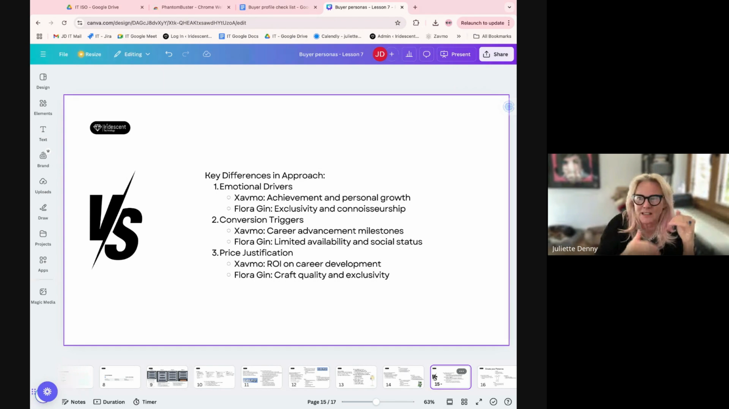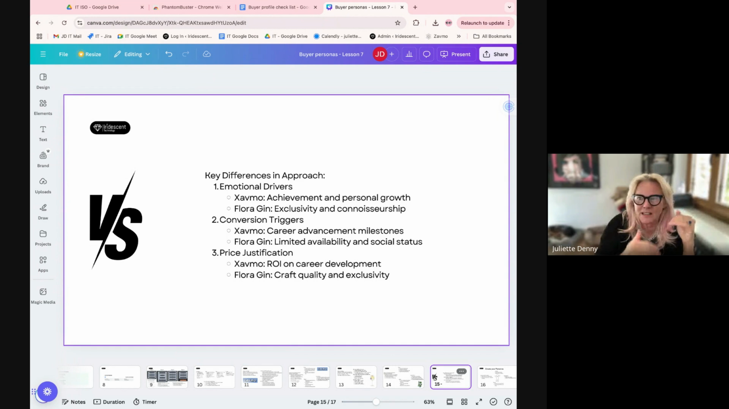So in the case of Zavmo, holistically, it's about achievement, it's about personal growth for the organization, for the individual. For Flora Gin, it's about exclusivity and connoisseurship, right? So those are the emotional drivers. Then what's actually going to get people to actually buy Zavmo? Well, what's going to get people to buy Zavmo is career advancement milestones. So, is this actually going to do something for my career?